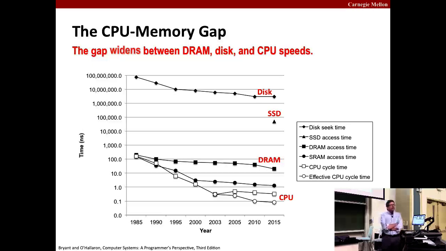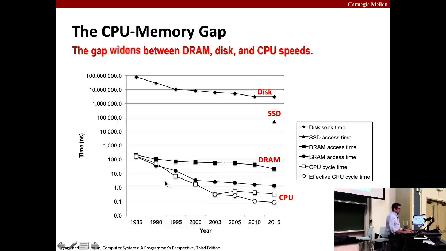Now, if you look at the performance characteristics of these different storage devices relative to CPU over time, you get this really interesting graph. This graph shows on the y-axis access time in nanoseconds in a log scale. Each change in units, like from 1,000 to 10,000, represents an order of magnitude difference in access time. On the x-axis, I've plotted time going from 1985 to 2015.